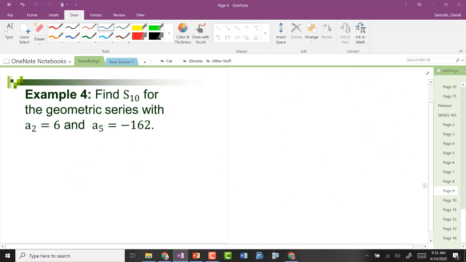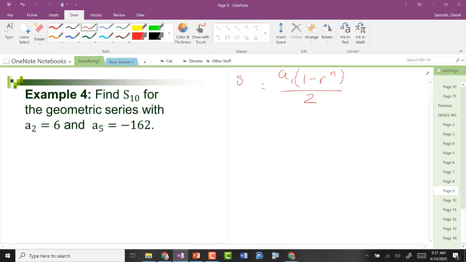Now we're going to do the same thing. This time I want to find the sum of the first 10 terms, knowing that it is geometric. So in our formula, for a geometric series, I'm wanting to find the sum of the first 10 terms. So S sub 10 equals the first term times (1 minus the common ratio to the nth power) over 1 minus the ratio.